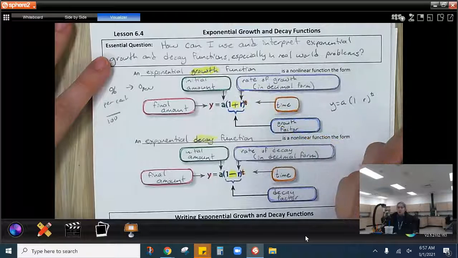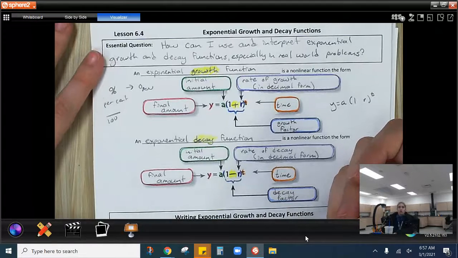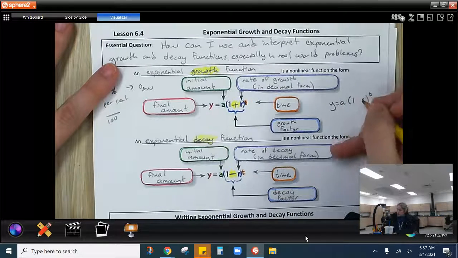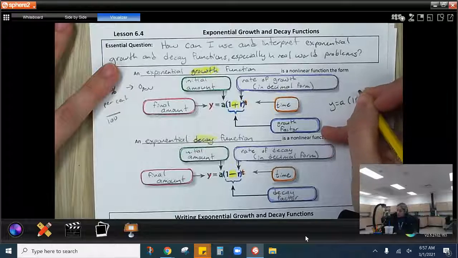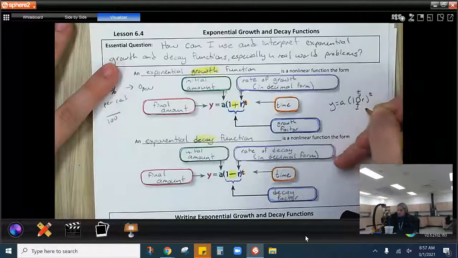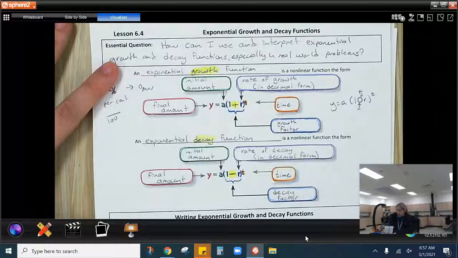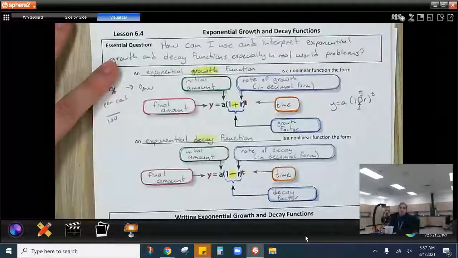Growth functions would be, like I said, savings accounts, the money that you owe on a credit card. Those are all growth functions. So you'll notice that this space right here could be plus if it's growth, or it could be minus if it's a decay. So we're going to look at just writing some of these down.